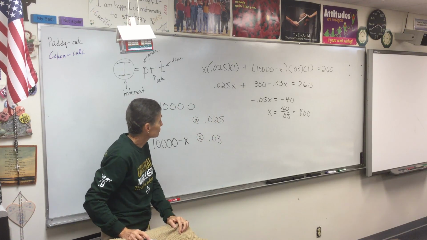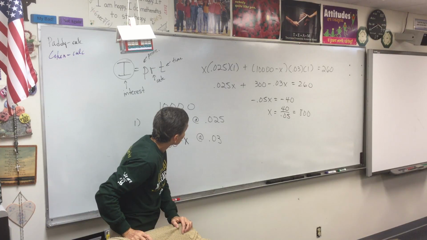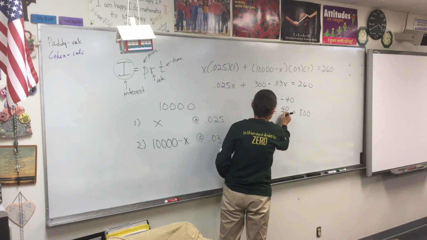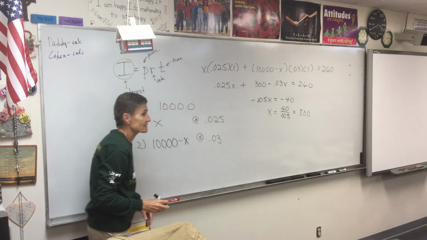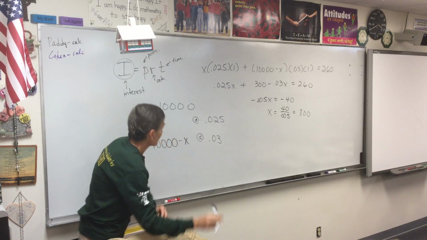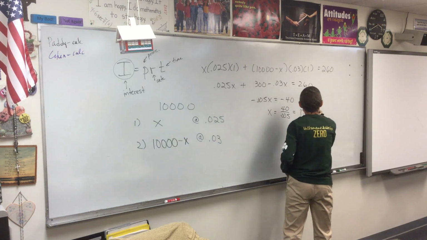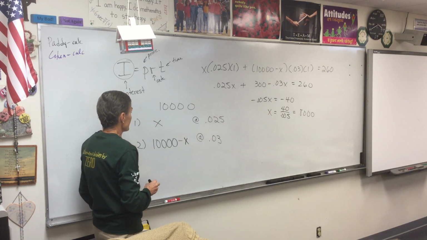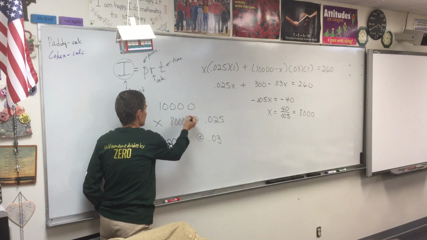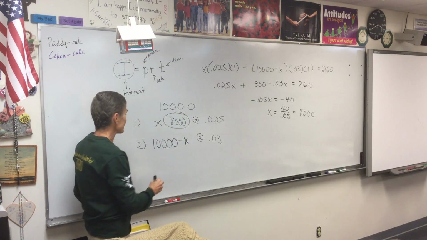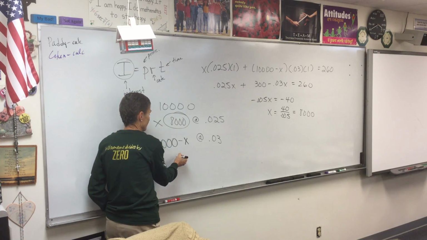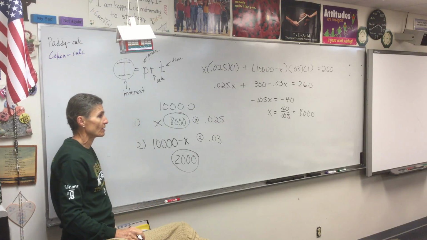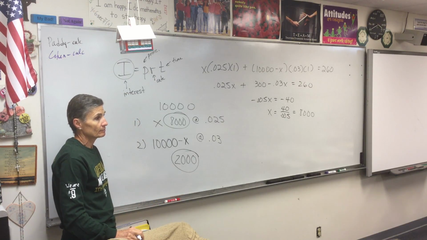Would it be 0.005? Yep, there it is. She found it. It's 0.005. I subtracted wrong. I made exactly the mistake I was warning you guys about. So that should be 8,000. That makes more sense. Thank you, Gabby. So one account has $8,000 in it, which means the other account has how much? $2,000 in it, because all together there is 10,000.